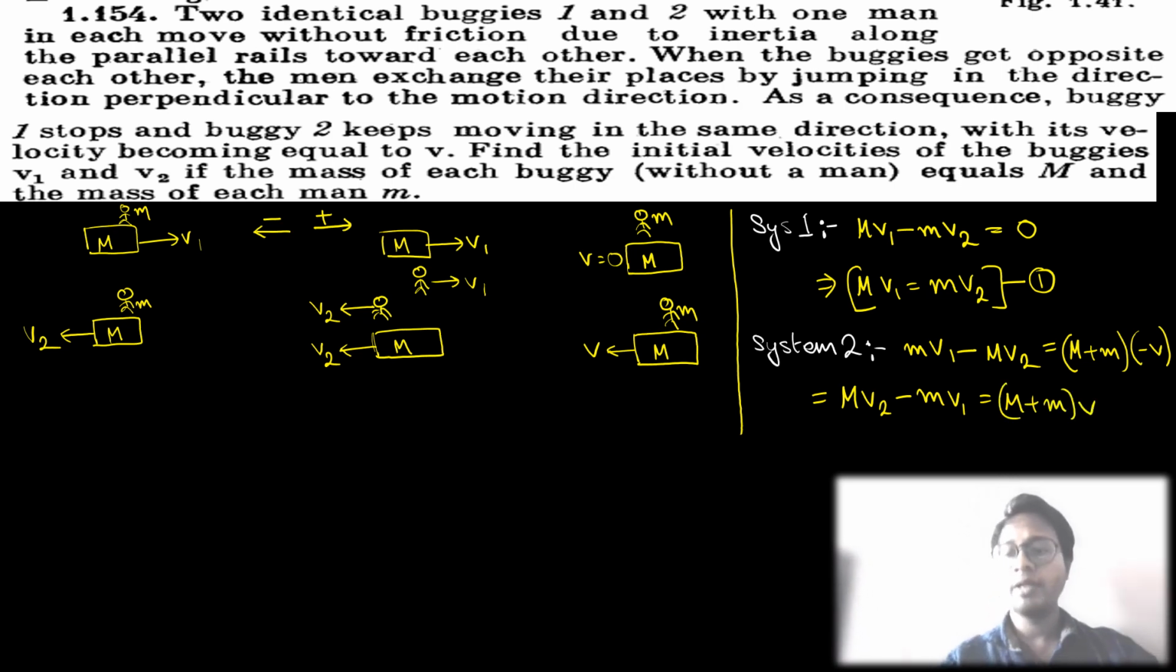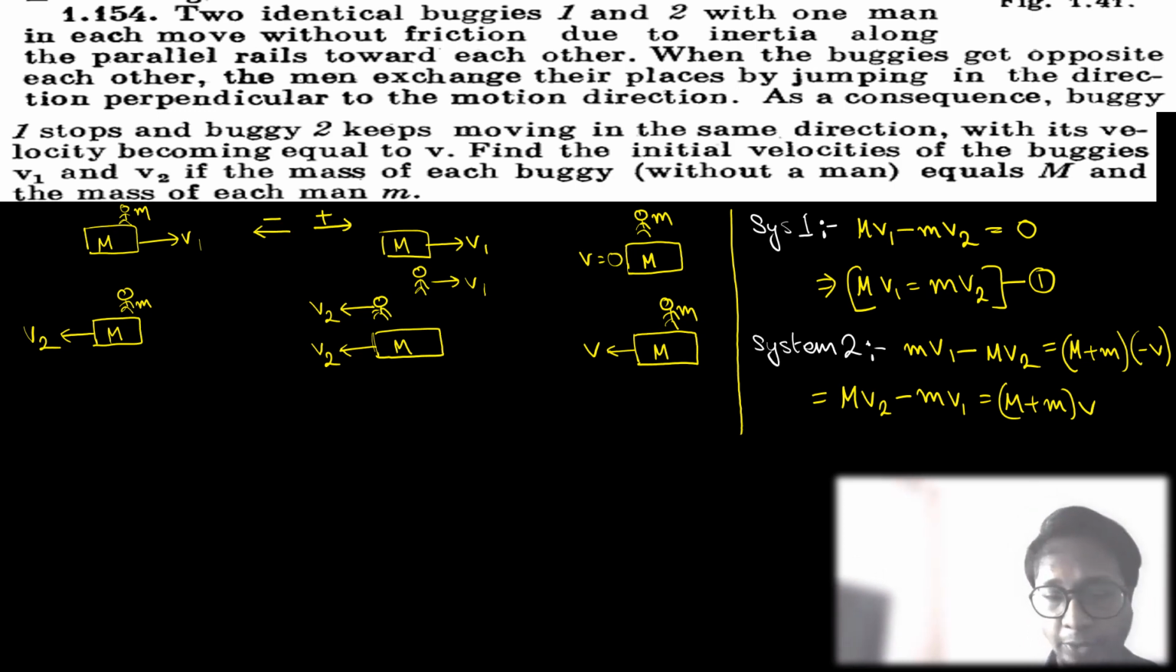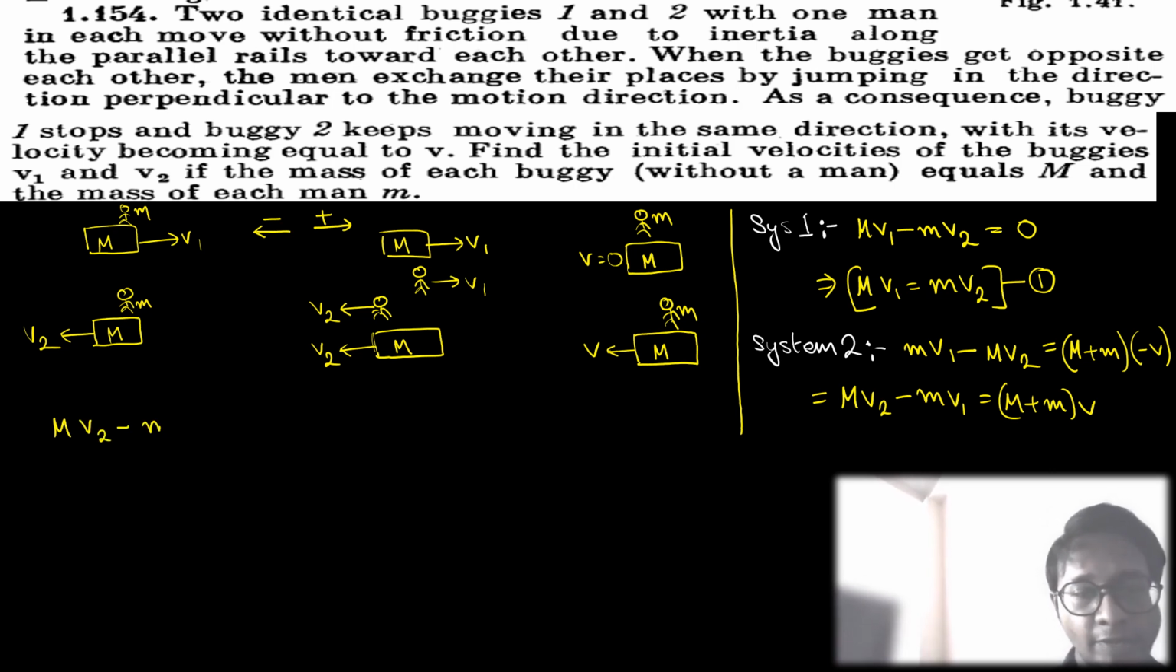Now I must replace either this V2 or V1 from this equation. You can replace any one, and you can find the other. So replace V1. V1 is equal to small m by capital M into V2. So if I write this equation out here, M V2 minus small m V1. What is V1? Small m by capital M into V2. Small m by capital M into V2 is equal to M plus m into V.